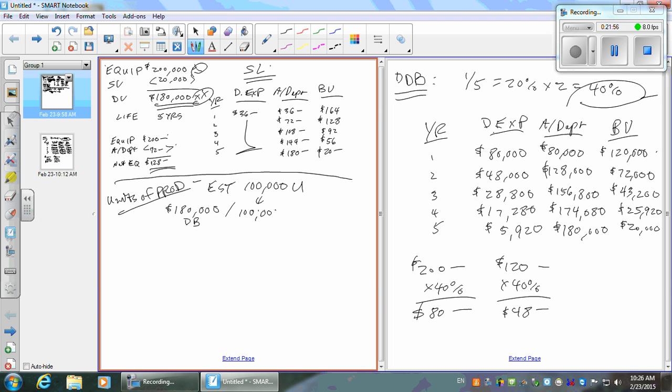By the way, will you produce exactly 100,000 units with this piece of equipment and then throw it away? I doubt it. You might produce less, you might produce more. It's an estimate of how long it's going to last. Got the idea? So how much is it per unit? $1.80 per unit. Okay?